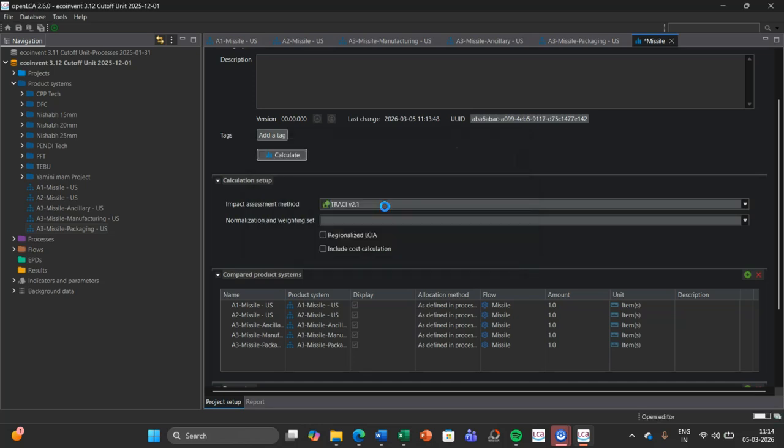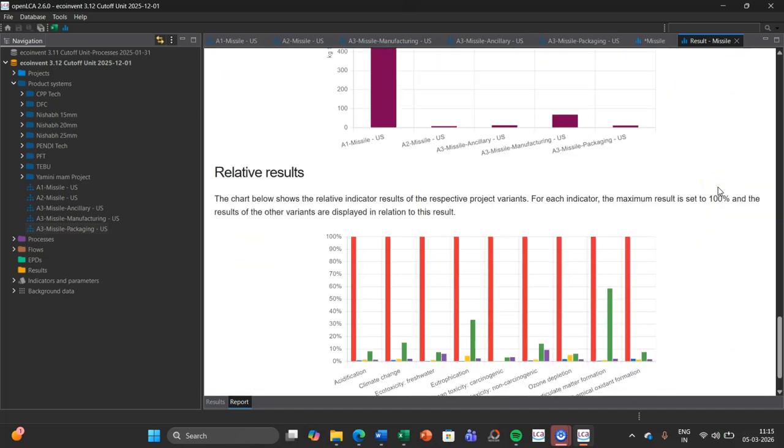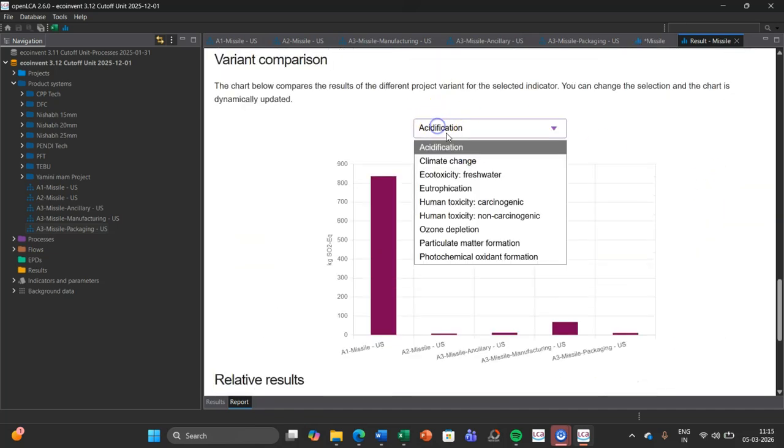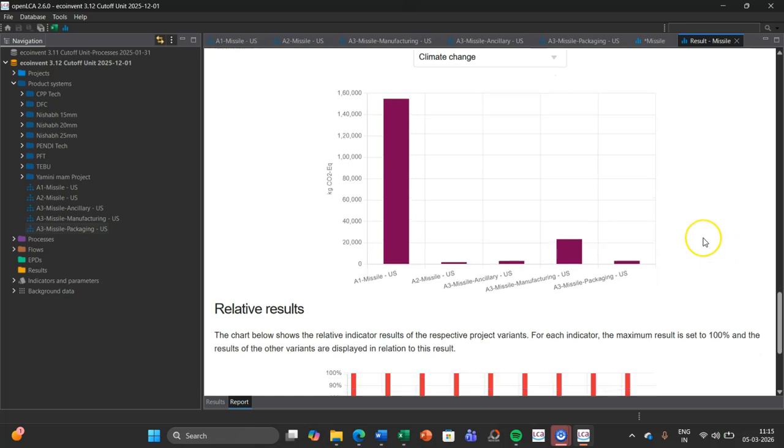Okay, here it comes, the report. Let us jump into the report. Let's put it to climate change. We see A1 materials are making the huge impact. What's the value? 1,54,779 kg, which means 154 ton of CO2 equivalent only from the raw material stage, right?